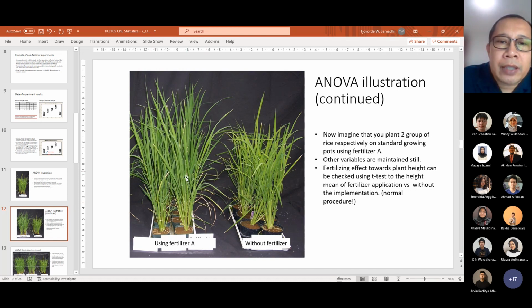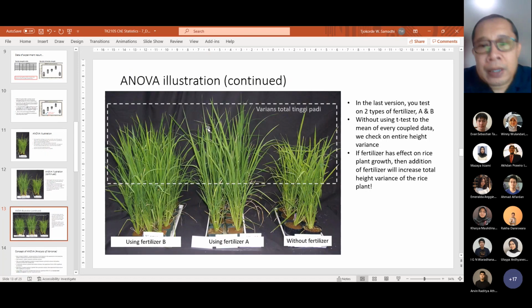What you measure is the average height of these rice paddies, with versus without fertilizer, and you can check that using a t-test. No big deal, right? Now, how about if we add one more fertilizer, fertilizer number B? You might think that you can perform pairwise t-tests. So for example, we can perform a t-test on fertilizer A versus without fertilizer, and then fertilizer B versus without fertilizer, and then fertilizer B versus fertilizer A. Can you do that?